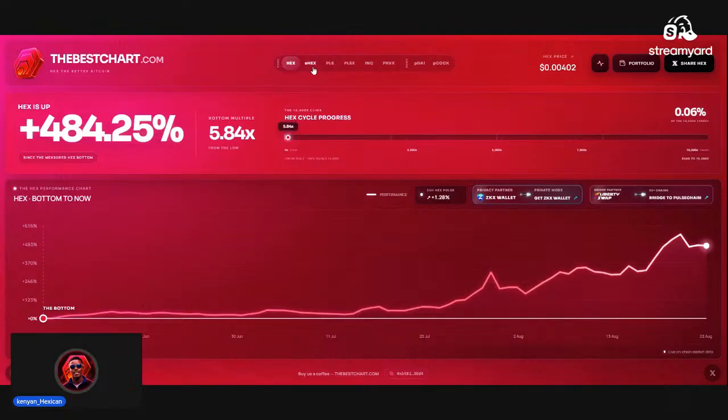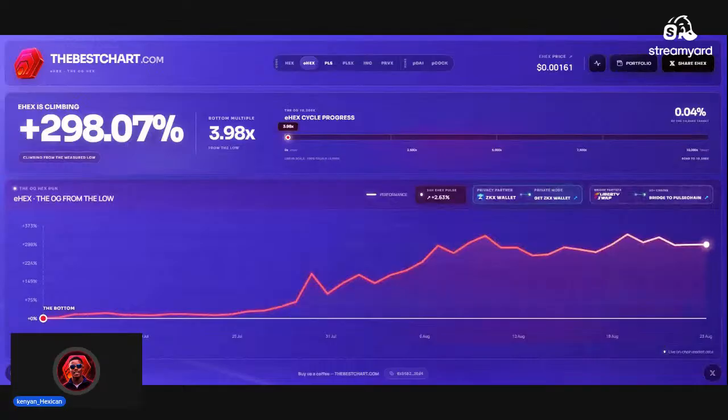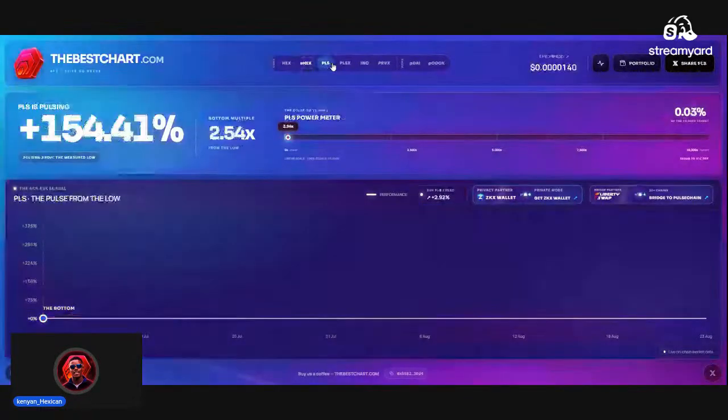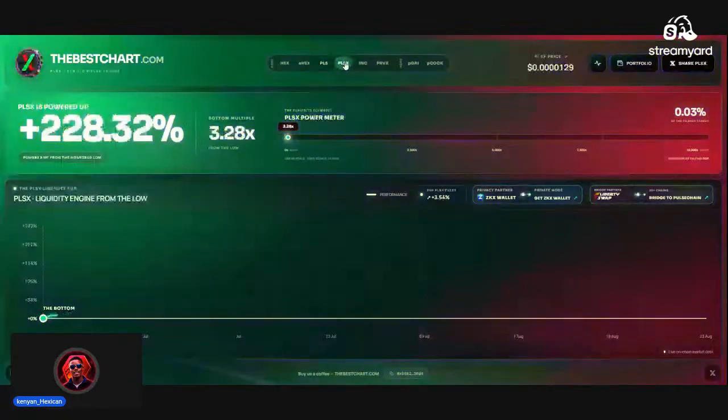These metrics are the kind of analytics that are making these assets look juicier than the rest and than even before, because they went down to the lowest point and sasa zinaanza kupanda from there. So this is EHEX, the HEX from Ethereum. We have Pulse trading at 0.40140 US dollars.